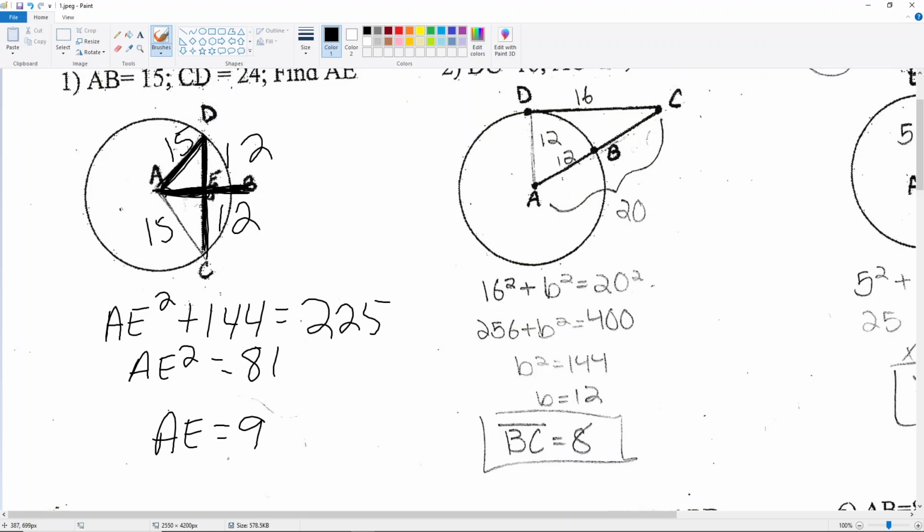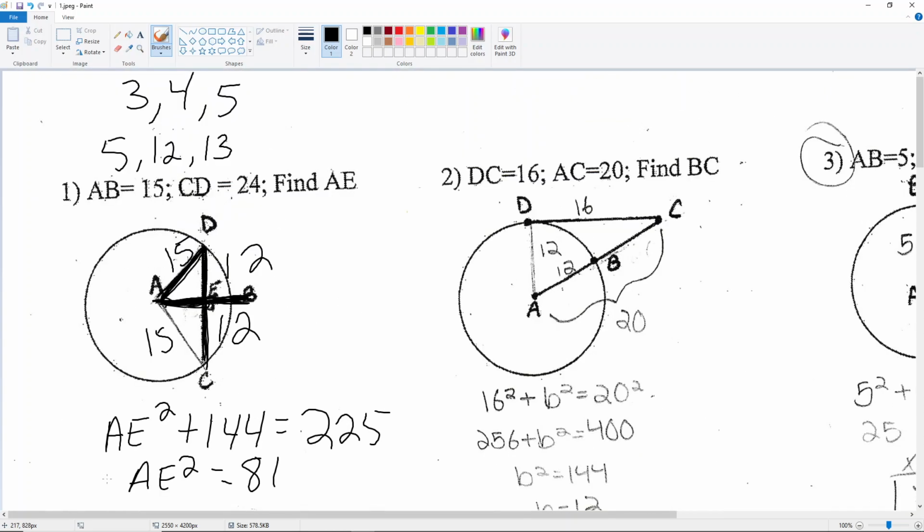But the bottom line is AE actually equals, I forgot to write in that, the square root of 81, whatever. The bottom line is AE is 9. If you had your Pythagorean triples memorized, you'd get the same thing. All right, let's look at this one. Number 2.